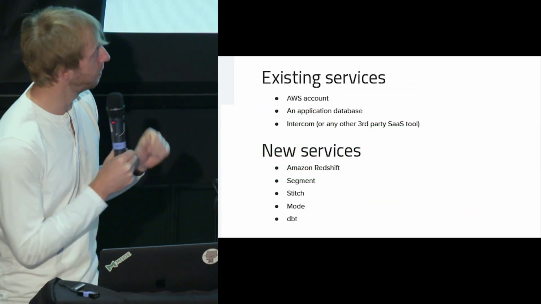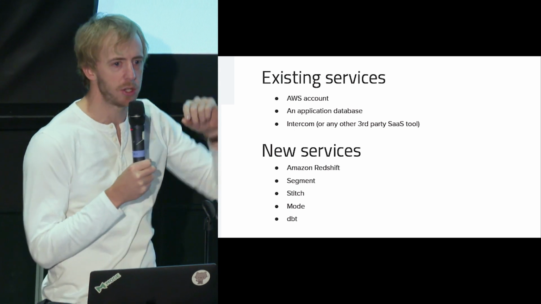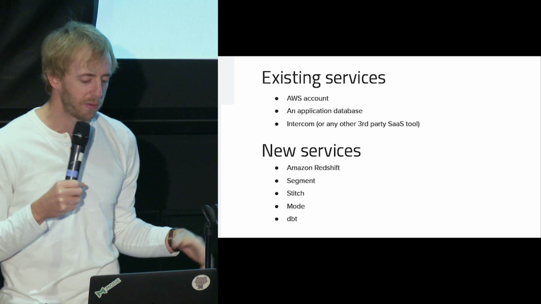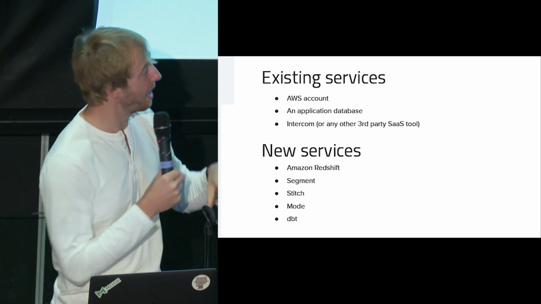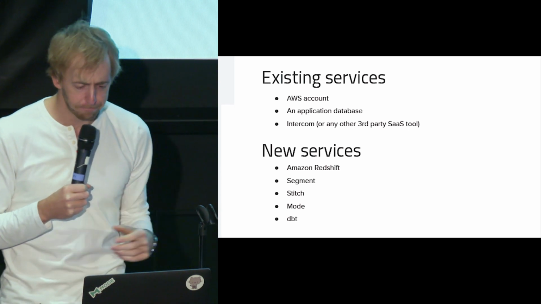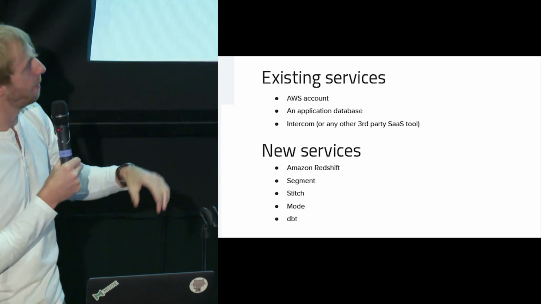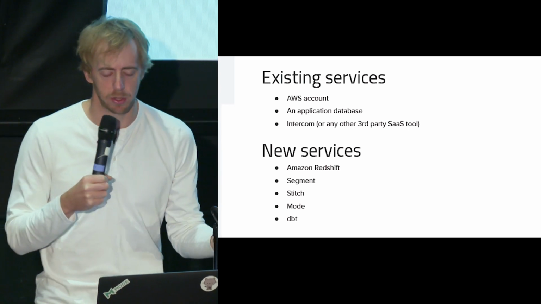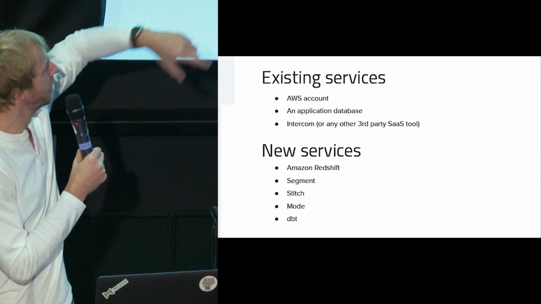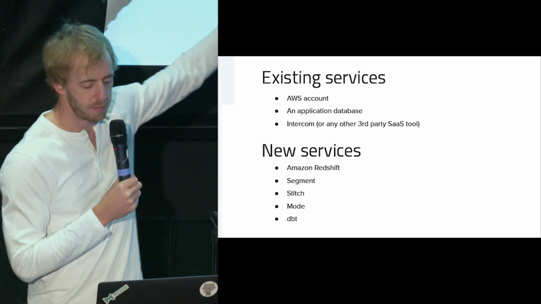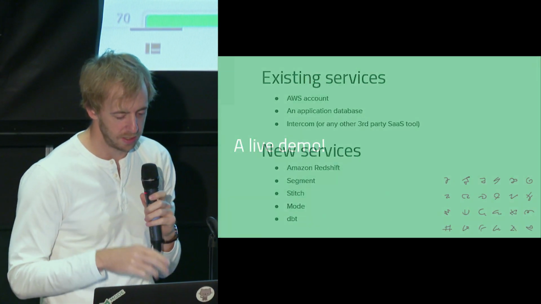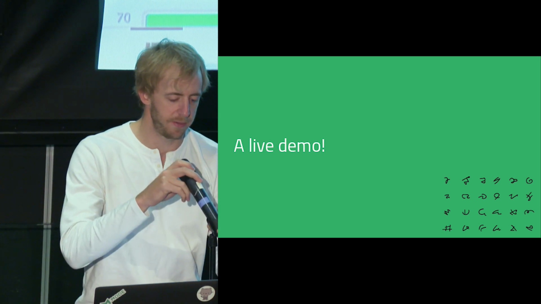For this, I do have a few things already existing. I have an AWS account, because you don't want to watch me fill out the AWS forms. That's like asking you a bunch of stuff about what company you work for. It's super boring. I have an application database and a little web application that's pretty basic, which I can show you. I already have Intercom integrated into it, so you can see how this works with a third-party data source. The other stuff, though, I'm going to set up from scratch: Redshift, Segment, Stitch, Mode, and dbt. Let's see if we can do this without the whole thing going crazy.